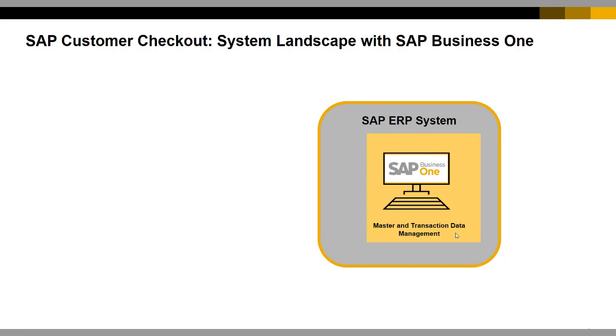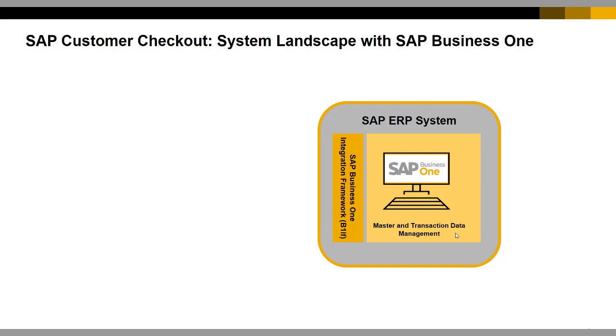Here I give you a brief introduction to how your customer system landscape will look with SAP Business One and Customer Checkout. Your customer already has SAP Business One, where finally all your master data and transactional data will reside. SAP Customer Checkout talks to SAP Business One using the SAP Business One Integration Framework, or B1IF in short.